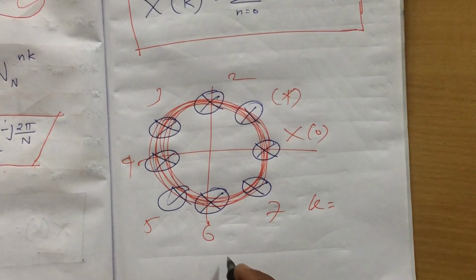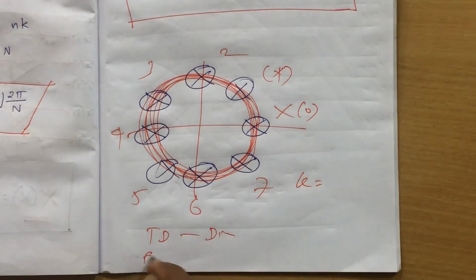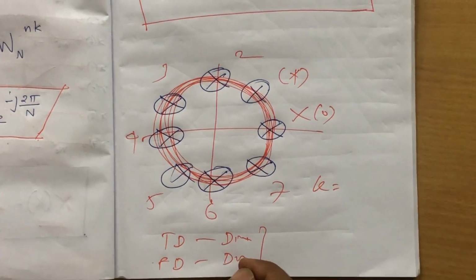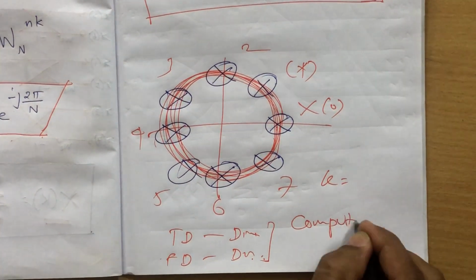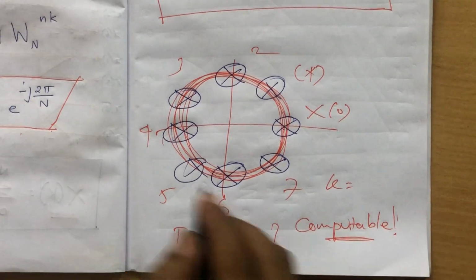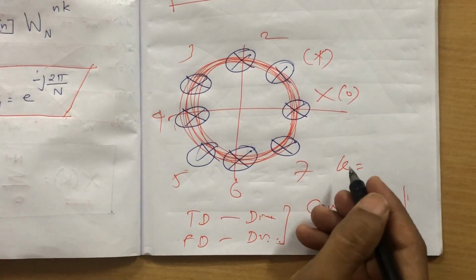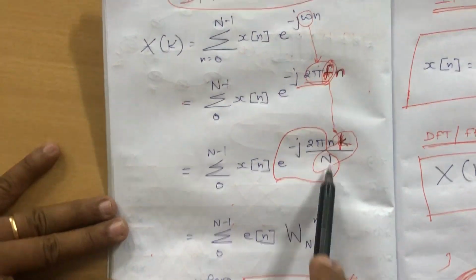So when you take samples, in the time domain we have a discrete signal, and in the frequency domain also we have a discrete signal. So in both the time domain and frequency domain the signals are discrete, hence it is computable by a digital programmable device like microprocessors and microcontrollers. Because in both the domains we have made it discrete, it is countable. If it is countable, you can compute. So that is the formula here.